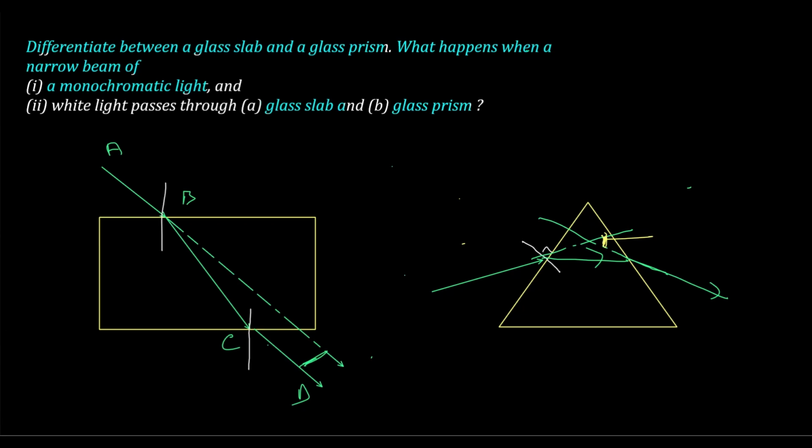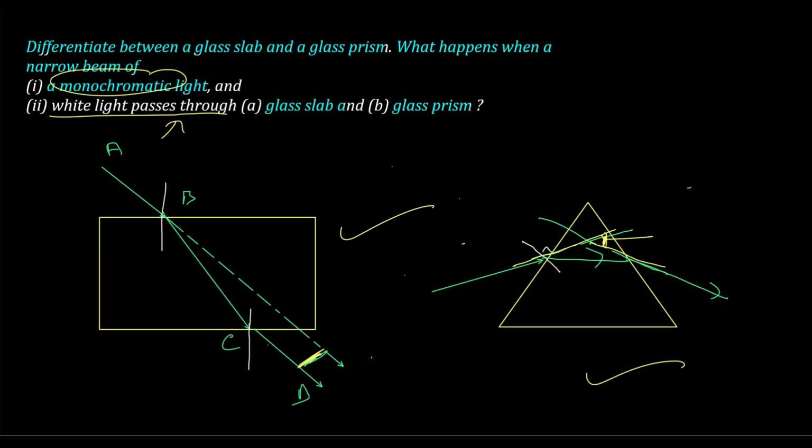So this is the main difference between monochromatic light striking a glass slab and a glass prism. In case of a glass slab, they are parallel. In case of a glass prism, they meet, they intersect. Now the next part is to figure out the case of white light; that was for monochromatic light.